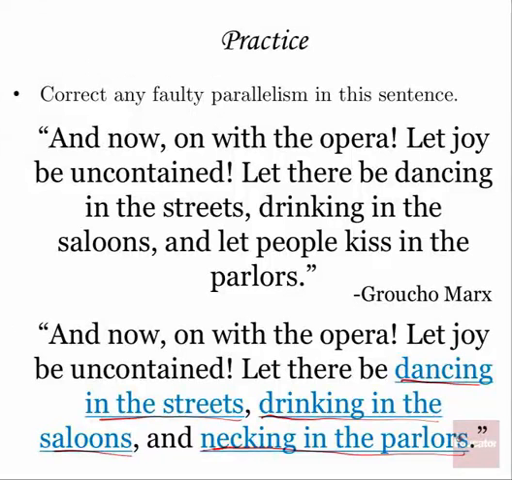So as you can see, parallel structure is largely a question of figuring out how things fit together in pairs or in lists, and then making sure that they are structured in a parallel way. So you're repeating yourself, you're creating that rhythm, and people will remember what you said. And that's all for this lesson.